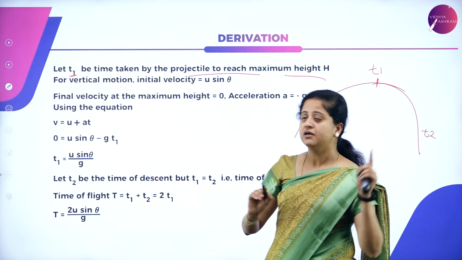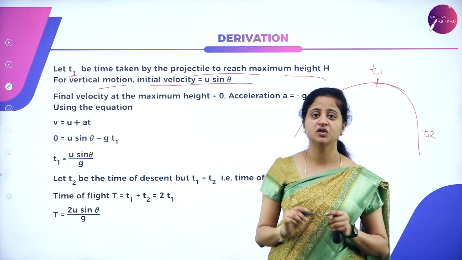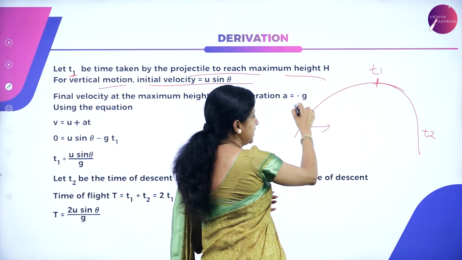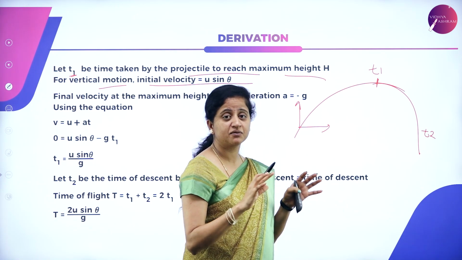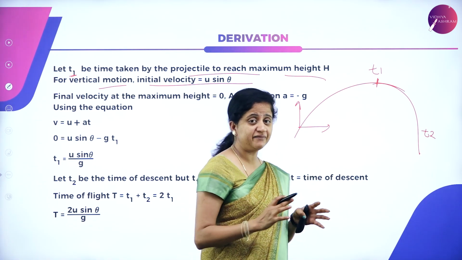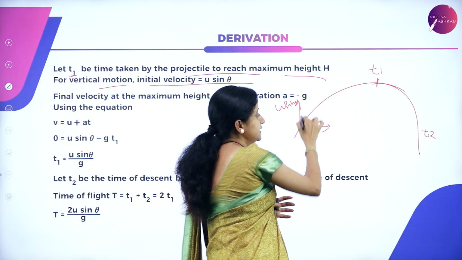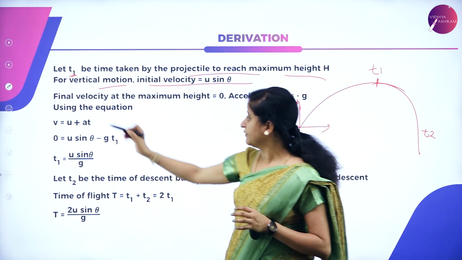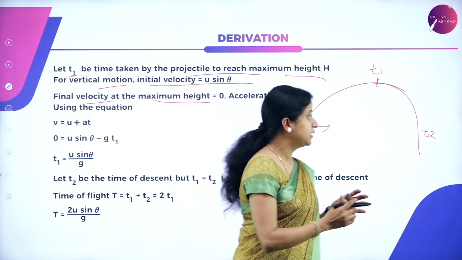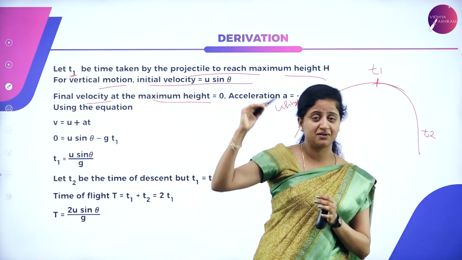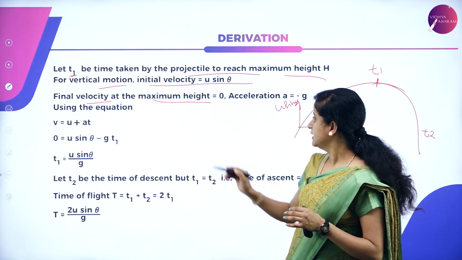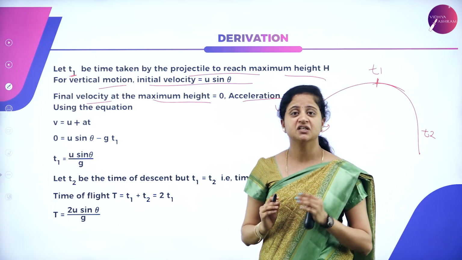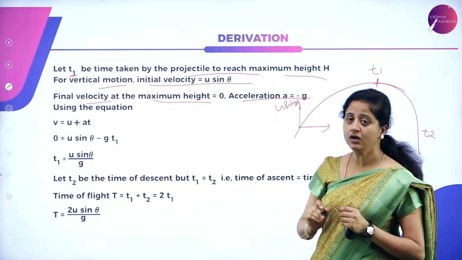As we have discussed already, for vertical motion, the initial velocity is equal to u sin theta, because velocity is resolved into two components, along the x axis as well as the y axis. The x component remains constant in projectile motion and the y component varies with gravity. So, here the y component is u sin theta. For vertical motion, the initial velocity is u sin theta. Now, the final velocity at the maximum height is 0, because the body is momentarily at rest at the maximum height. It has final velocity 0, and since the body is thrown upwards, the acceleration is conventionally considered negative. So, a is equal to minus g.